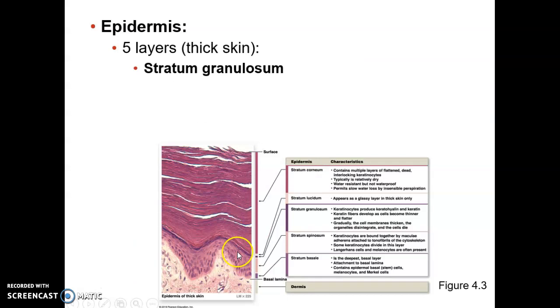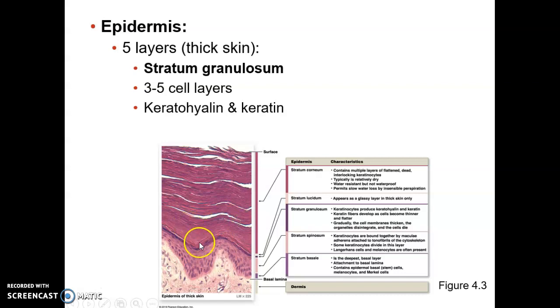Next out is the stratum granulosum here, and it usually has a somewhat darker appearance on a slide, and it's fairly thin, about 3 to 5 cells thick. Here the cells are starting to produce keratohyalin and keratin in abundance to prepare the cells to be fully keratinized as they migrate out towards the apical surface.